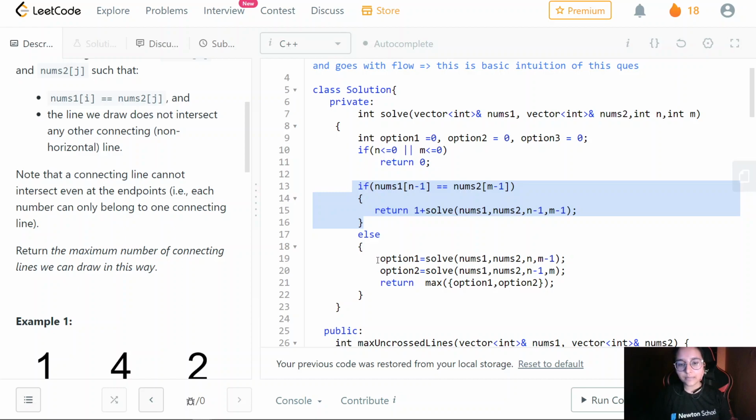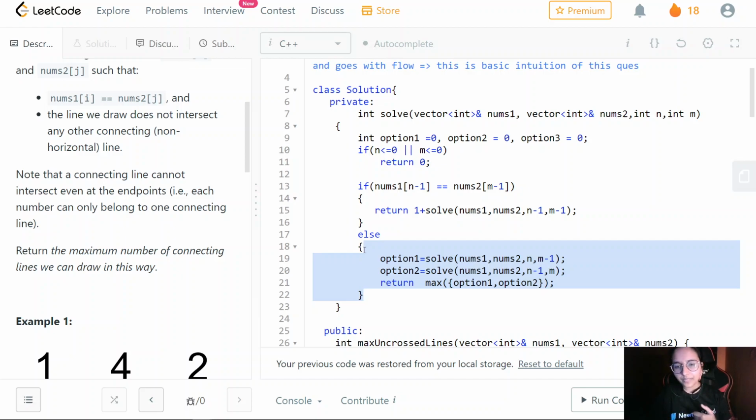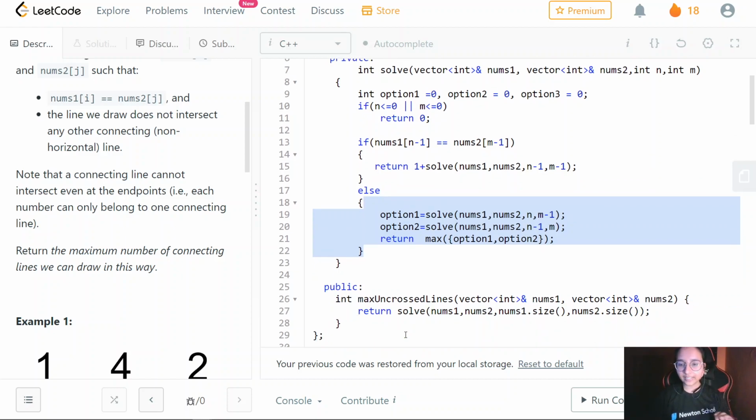And now comes the next part. Option 1, that either we would be choosing the second one, that is m minus 1, or we would be choosing the first one, that is n minus 1, and then we will be returning the maximum out of both. So this is what we do in our else part, and this was about the recursive solution.